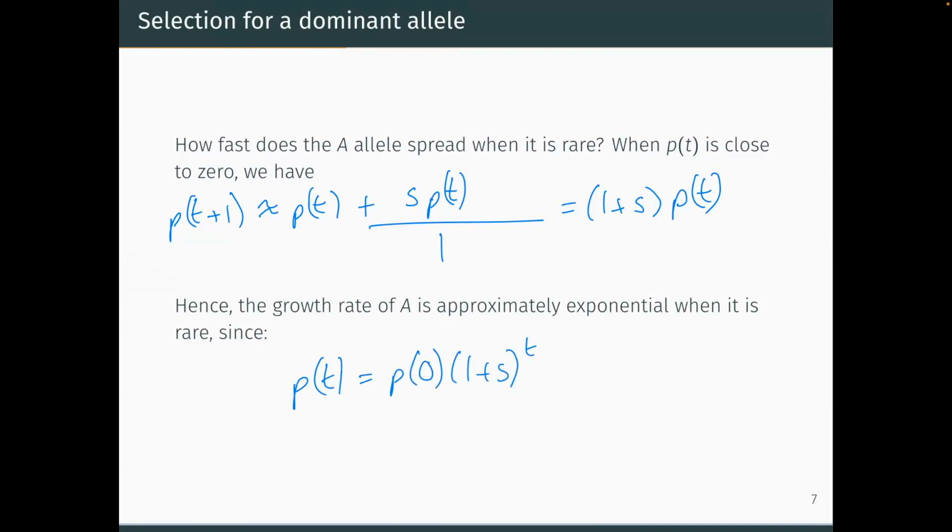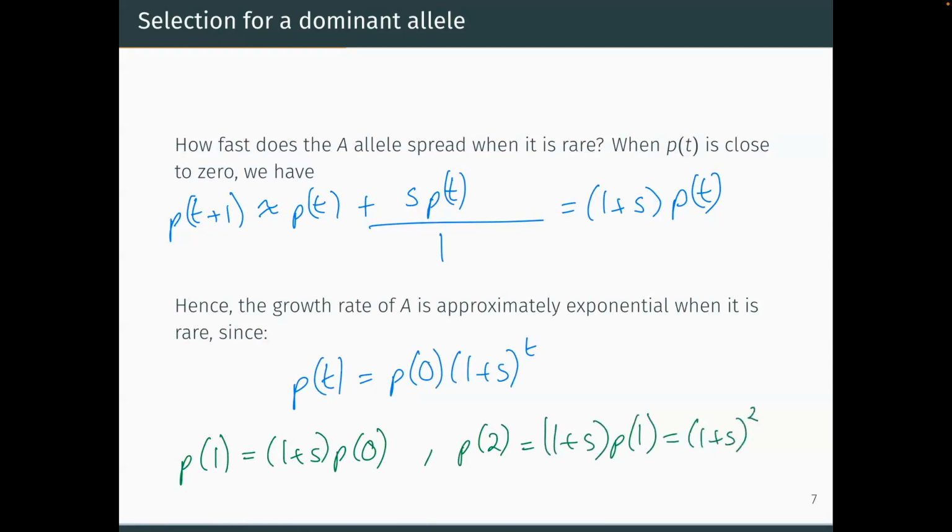If you haven't seen a difference equation solved like this, it's because we can write P of 1 is equal to 1 plus S times P of 0. P of 2 is then equal to 1 plus S times P of 1, which is just 1 plus S squared times P of 0, and so on. So this is exponential growth, and exponential growth is likely to be quite fast.